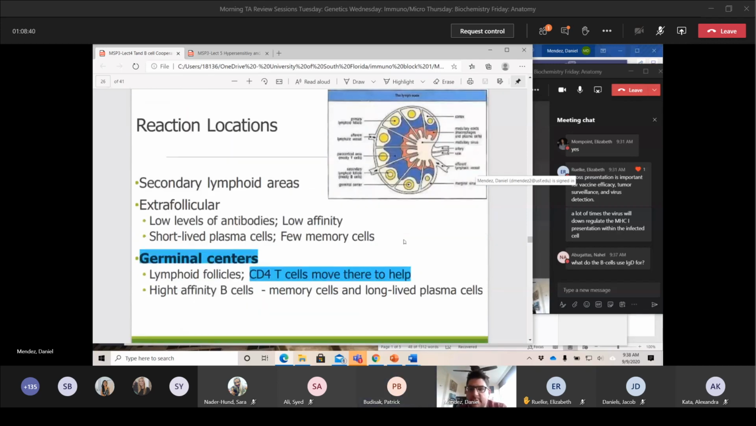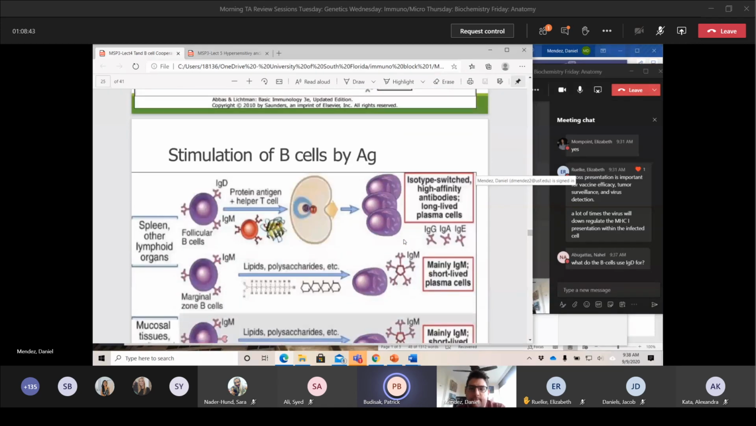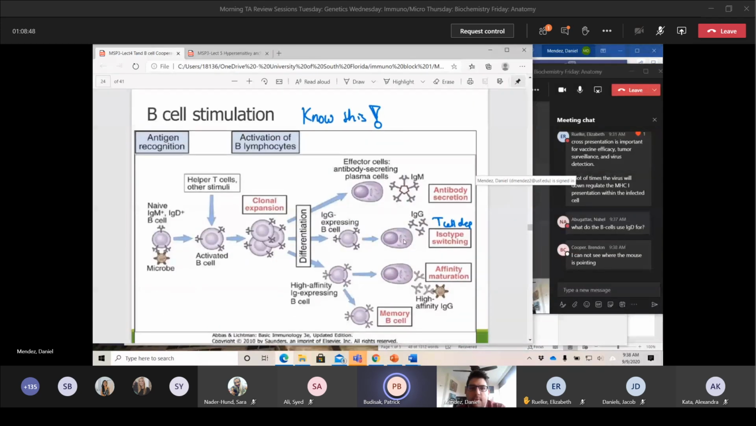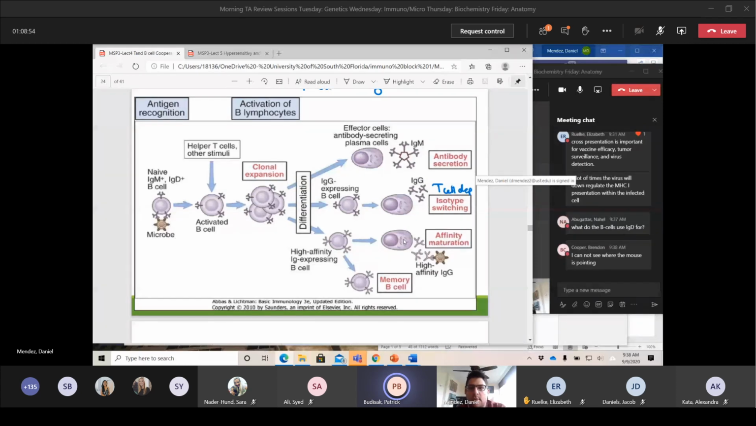Hey, Daniel. On the previous slide that said B cell simulation, is that the whole class switching? So is this class switching here? Because they're producing the different antibodies? This slide? Yes. So the one that's class switching is the isotype switching. So it's the second one, the one where in my slides I wrote T cell dependent. That one is class switching. The top one, antibody secretion, isn't referring to class switching. Memory B cells is not affinity maturation. It's just when we're adjusting that antibody or that Ig to be able to.